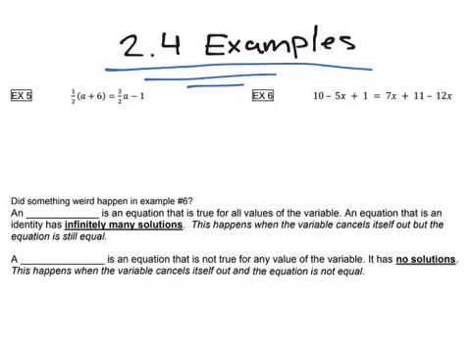Alright, let's look at a couple examples where we have a variable on both sides of the equation. So in example 5, we have an a on both sides of that equal sign. And in example 6, we have multiple x's on both sides of that equal sign. So we're going to take into account what we just learned in the last lesson.